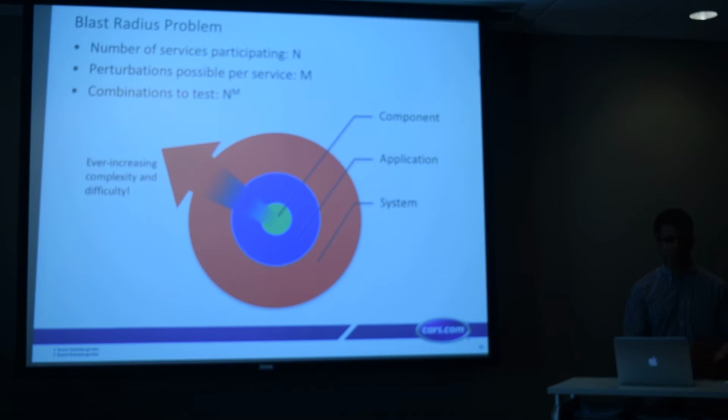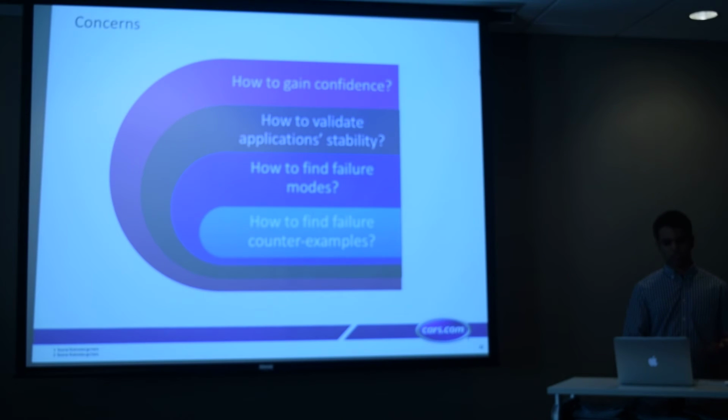in whatever we're building. And the concern there is, distilling this down, how do we gain confidence? Well, we can probably validate the application stability. Well, how do we validate the stability? We can probably find failure modes and harden it against those. Well, how do you find failure modes? It's because we need to find counterexamples to our logic and our behavior. So if we're boiling everything down to finding counterexamples to particular outcomes, then I think we're getting somewhere.